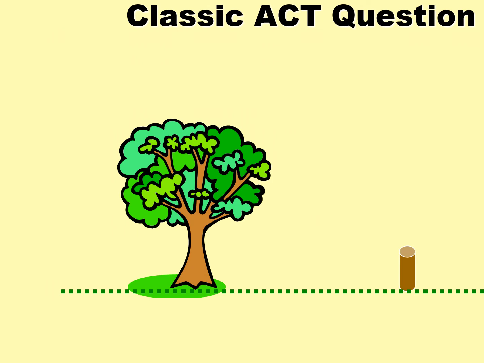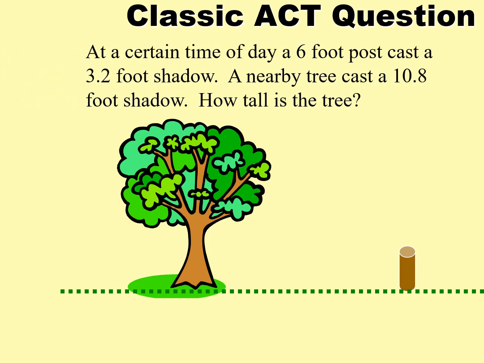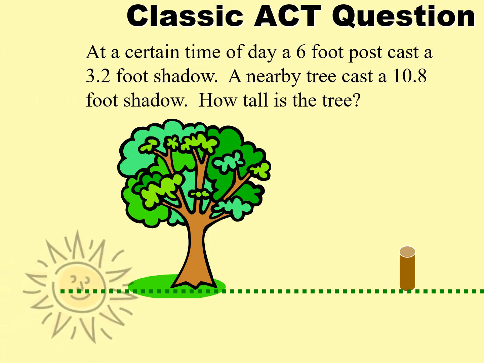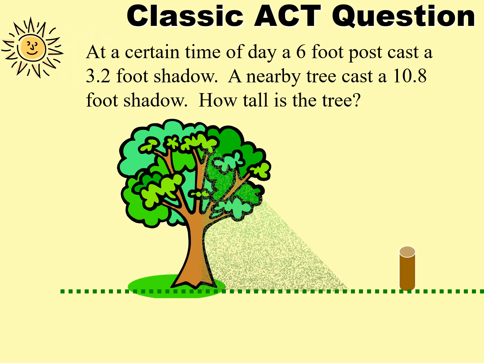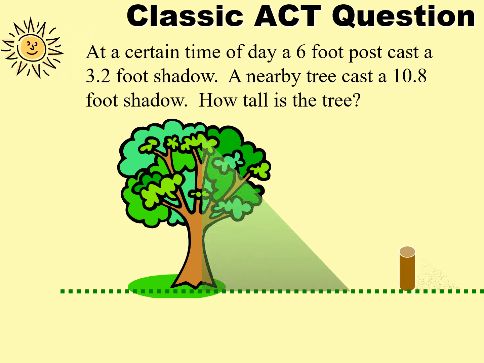Classic ACT question. At a certain time of day, okay, the sun comes out and shines down on this tree and a big old post sticking up. They both have a shadow that is, where do you see your shadow? On the ground, right? Shadows on the ground, all right? And so let's fill that in. At a certain time of day, the 6-foot post, that's up and down, cast a 3.2 foot shadow, and the tree cast a 10.8 foot shadow.